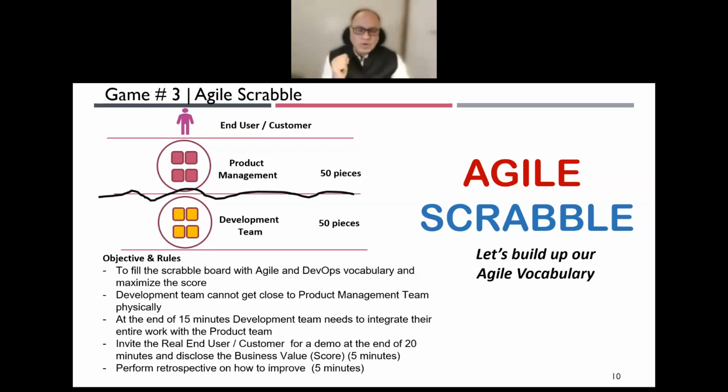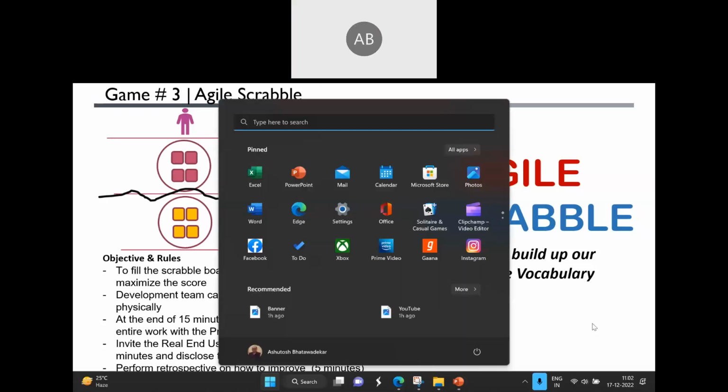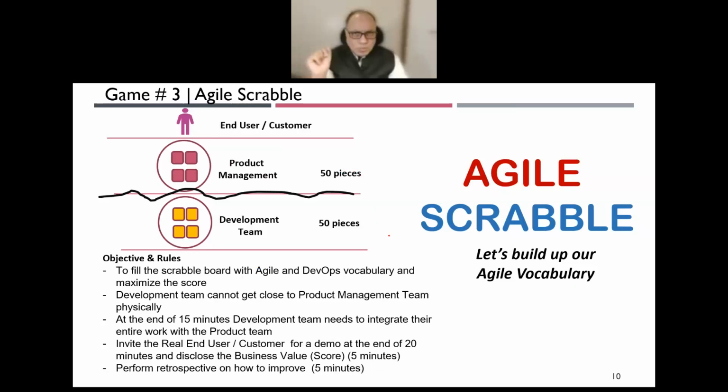Like, people may not know DevOps, some people may not know DoD, DoR, but this is a good opportunity for people to understand what exactly the agile vocabulary is and what the new terms are. So do play this game, and let me know the feedback. I'll be more than happy to know how you have applied this game in your coaching journey and what key learnings you have got out of it. All right, let us move ahead. Let us further move ahead to game number 4.